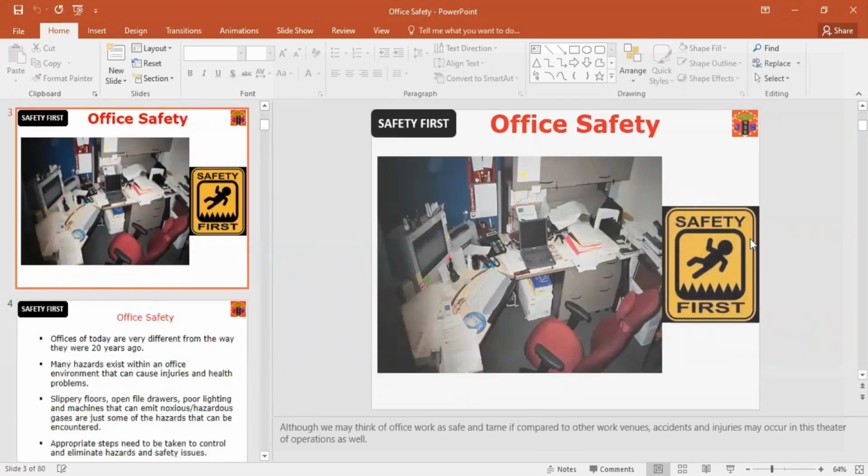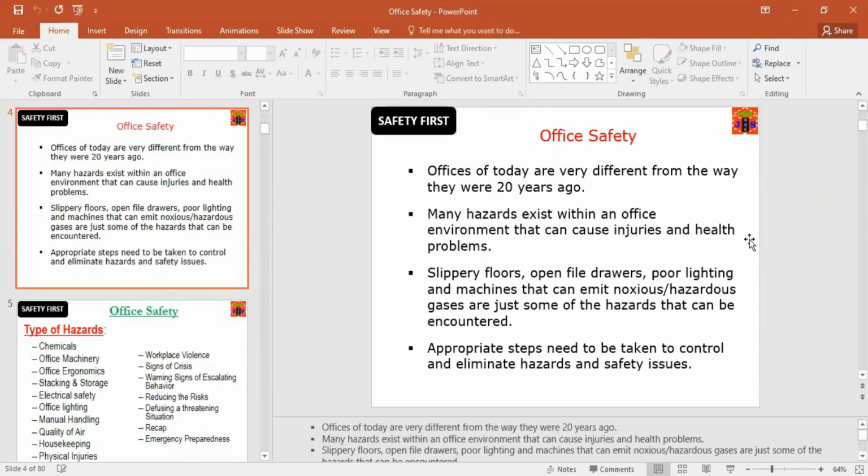Let us look at what office safety is. Friends and fellows, offices of today are very different from the way they were 20 years ago. Many hazards exist within an office environment that can cause injuries and health problems. Slippery floors, open file drawers, poor lighting, and machines that can emit noxious hazardous gases are just some of the hazards that can be encountered. Appropriate steps need to be taken to control and eliminate hazards and safety issues within the offices.